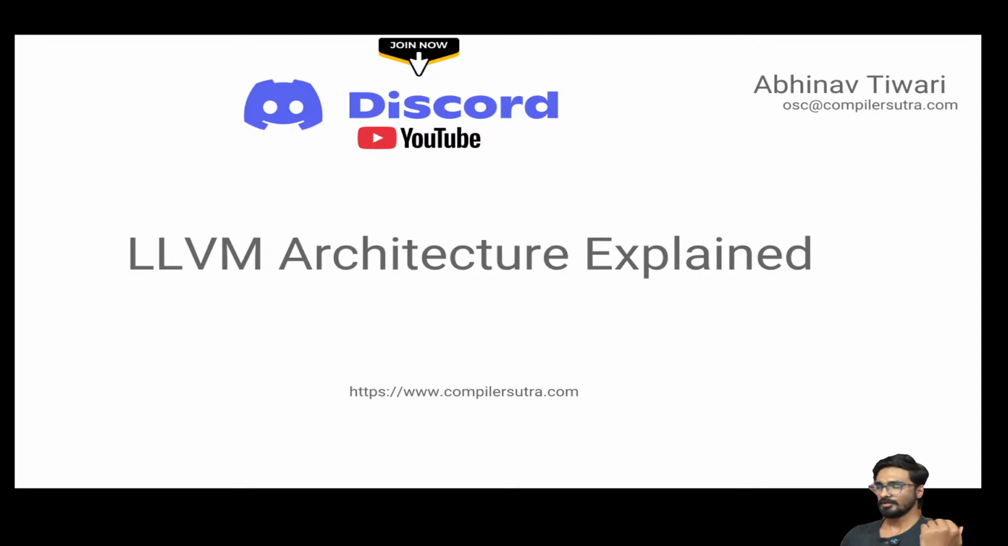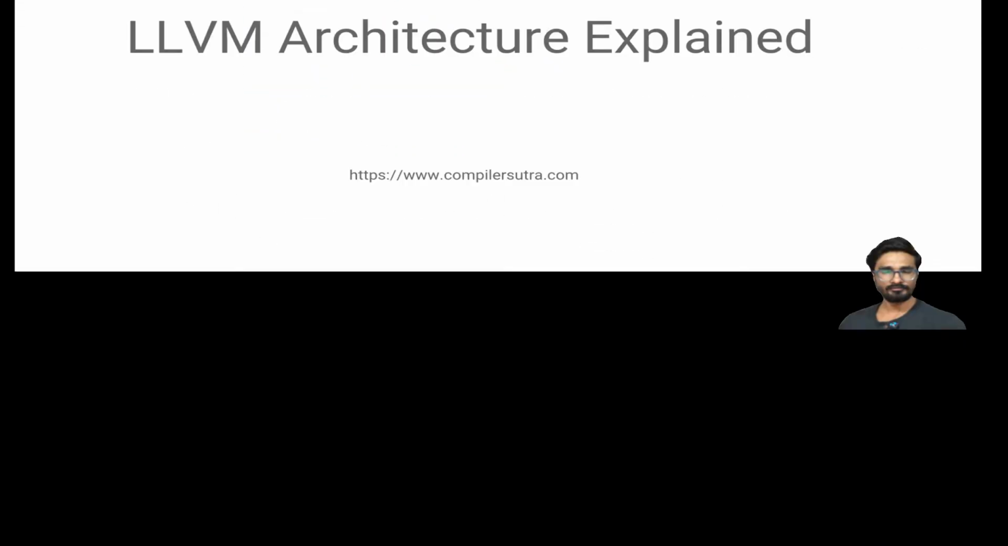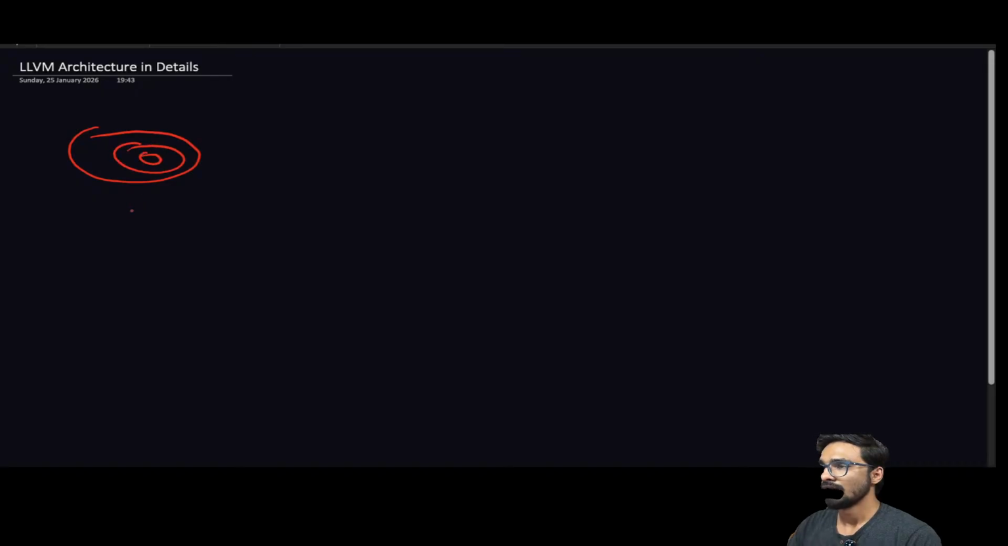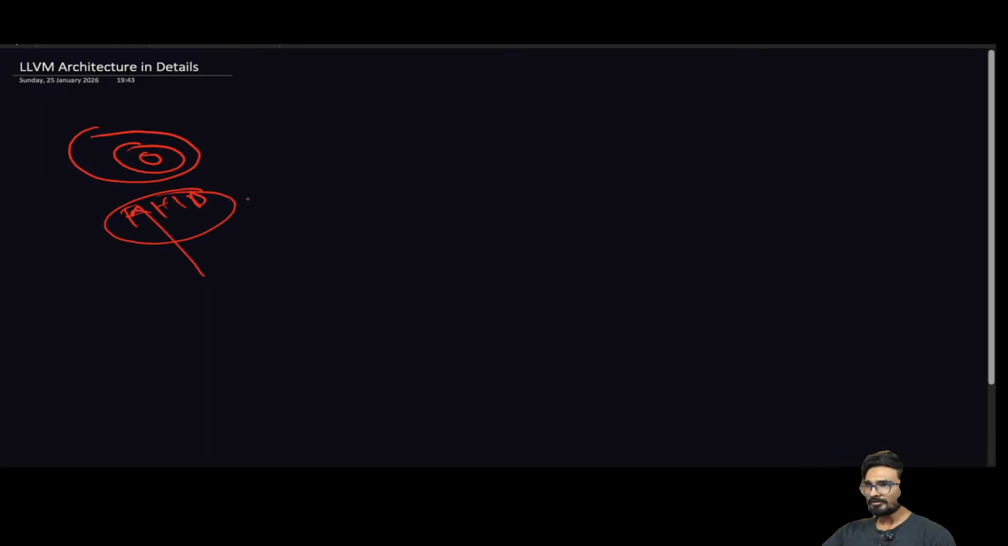Now let's start. Why does architecture matter? When we talk about earlier compilers, let's first discuss how they were designed. Earlier compilers used to have a monolithic architecture. The front end, middle end, and back end used to be tightly coupled, and it was very difficult to update and reuse them.